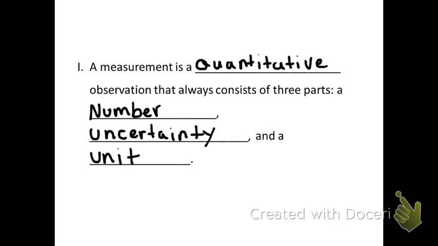If you do not have these three parts in your measurements that you make in the lab or on a test or homework or whatever, it would be considered wrong. So you always must, again, contain a number, an uncertainty, and a unit in order for it to be a correct measurement.